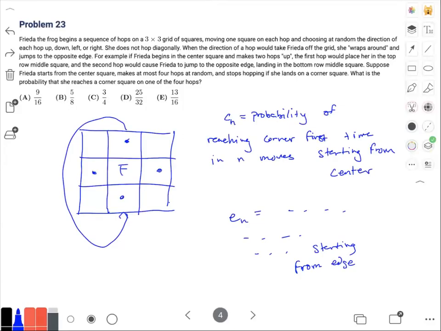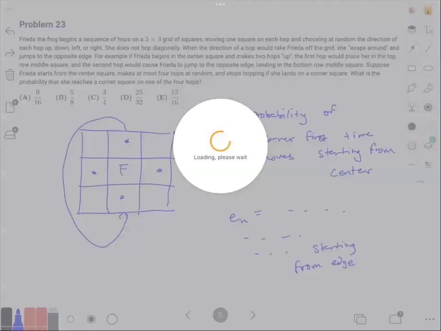So Cn, what's Cn? The probability of reaching a corner in at most 4 moves. Well, from center, she is guaranteed to move to an edge. And then the problem simply becomes, I need to reach a corner from an edge in n-1 moves. So Cn is nothing but En-1.